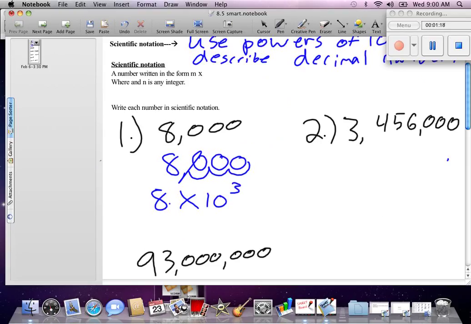Now we're going to look at number 2. I've got 3,456,000. So I need to write this in scientific notation. So I'm going to go to the end, and I'm going to move my decimal place over 1, 2, 3, 4, 5, 6. So I get 3.456 times 10 to the 6. Is this starting to make sense? As long as my number in front of the decimal is between 1 and 9, and then how many place values I move over is my exponent on the 10.